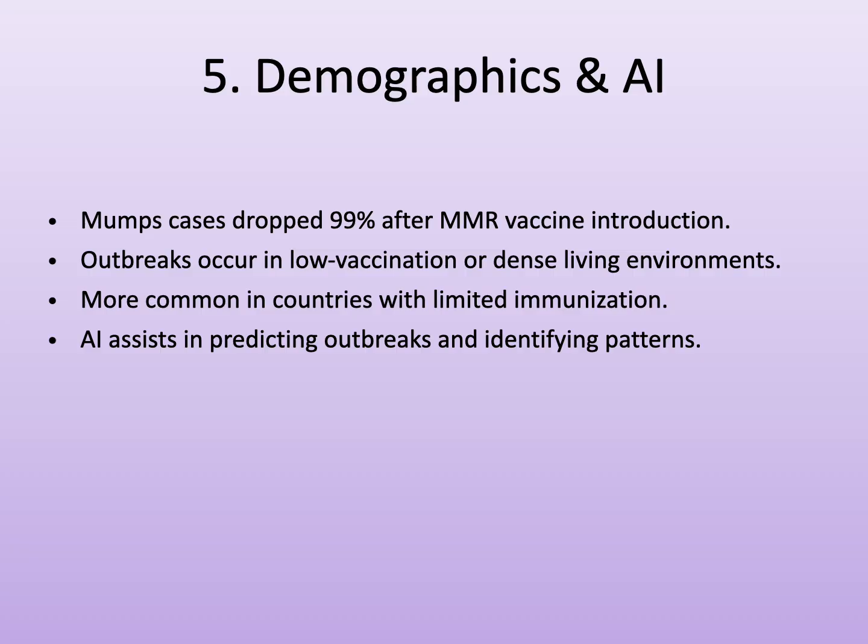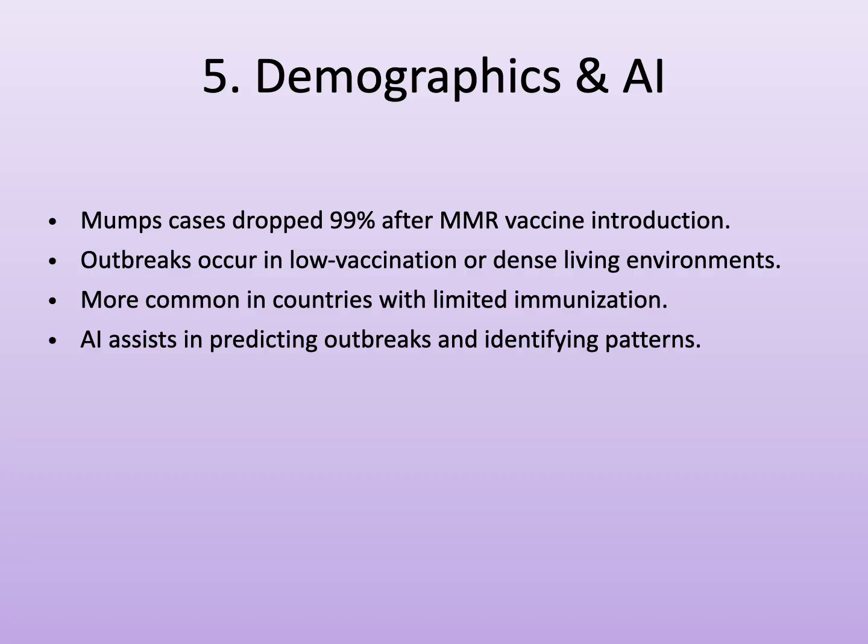Demographics and AI. So mumps before the mass vaccination was an everyday childhood infectious disease in the United States, and it affected millions of children each year. Cases have decreased by 99% now after the scientists were able to come up with the MMR vaccine.